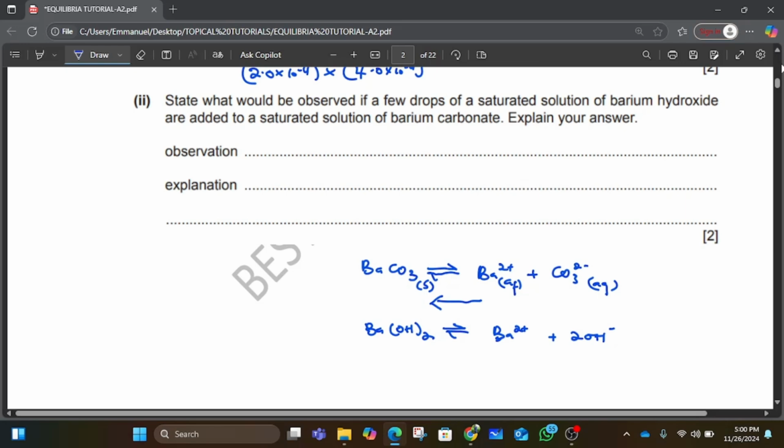So which means that you are going to form a white precipitate of the barium carbonate. So you are going to see a white precipitate. So when you are writing, a white precipitate will be formed for barium carbonate due to common ion effect.